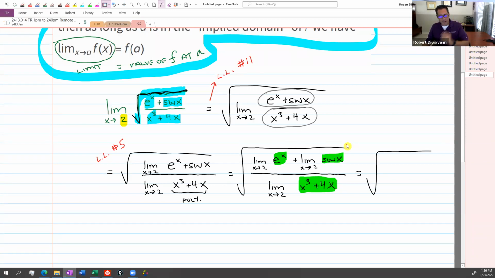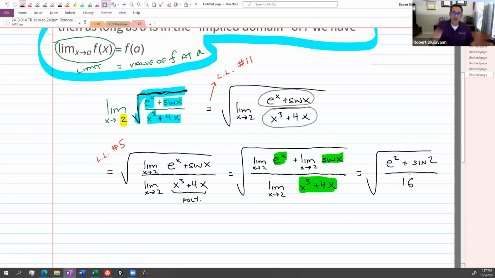So at this point, I no longer have my limit. I'm letting x go to 2. So the top left is headed towards e squared plus this is headed towards sine of 2. Whatever it is, I don't know what sine of 2 is. And then all over, let's see, 2 cubed plus 4 times 2 is 8 plus 8, that's 16.